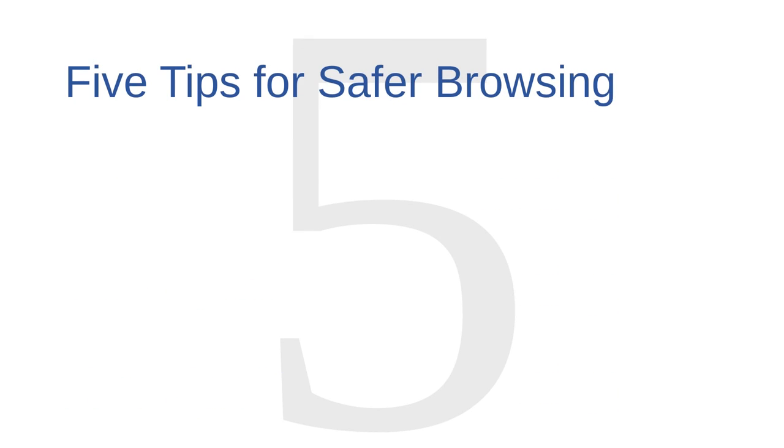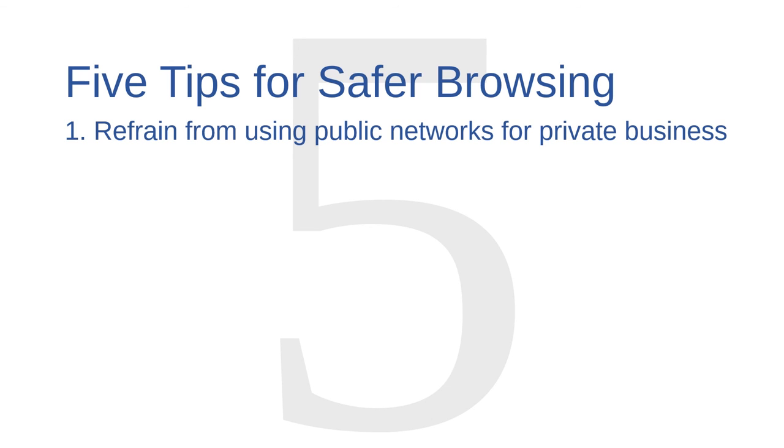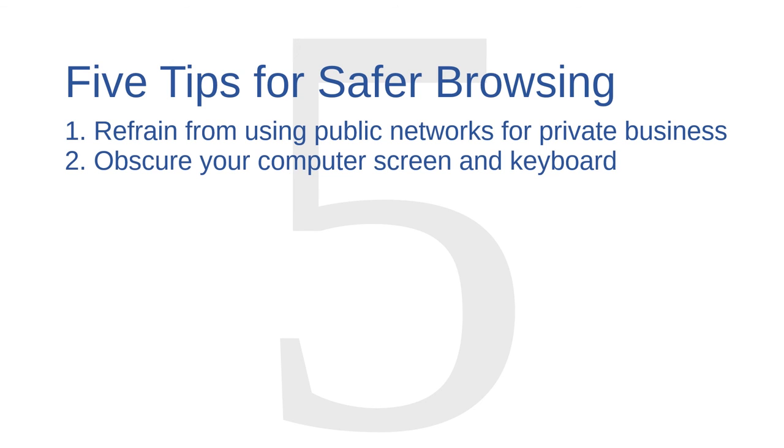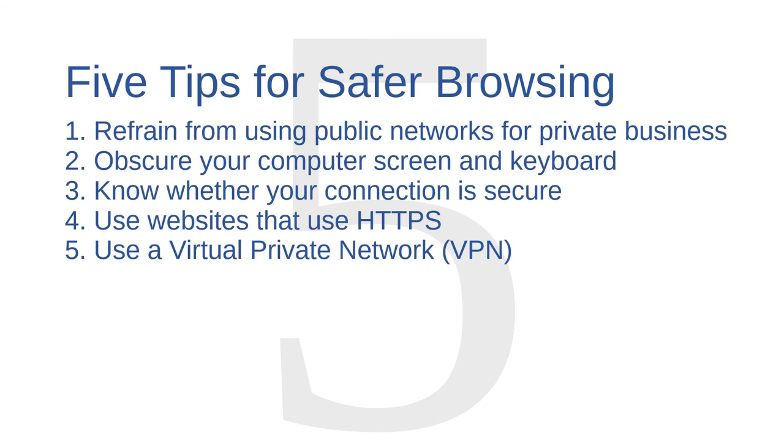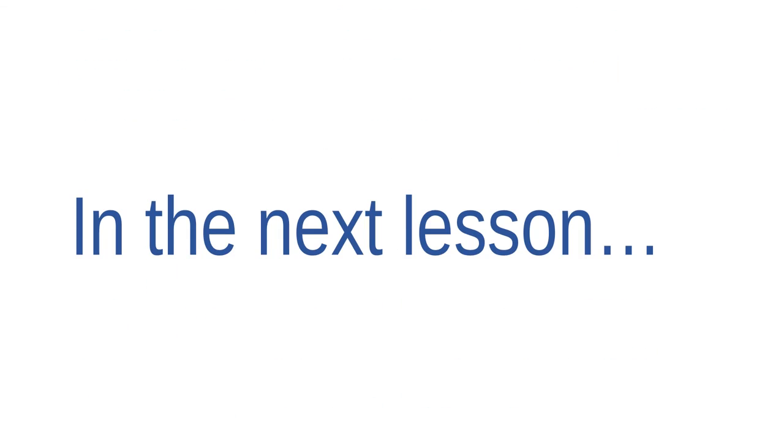Okay, let's review. We've covered 5 tips for safer browsing on public wireless networks. These 5 tips were to refrain from using public networks for private business, to obscure your computer screen and keyboard so people can't watch what you're doing, to know whether your connection is secure, to use websites that use HTTPS, and to use a virtual private network or VPN. In the next video, we will discuss some security topics for wireless network administrators, especially people who administer a home wireless network.